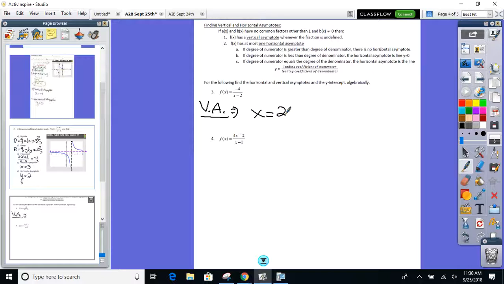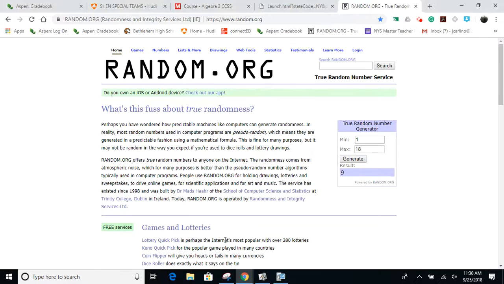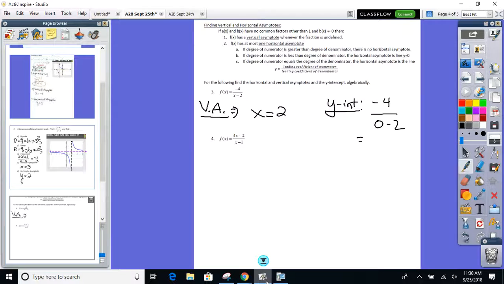Everyone all right? Why is it 2? What makes the fraction undefined? Okay, I'm going to go to the Y-intercept now. You guys know how to find that algebraically. What do you plug in for X? 0. Go ahead. -4 over 0 minus 2. What's my Y-intercept when you're ready? 2. Nice job. Y-intercept is 2.